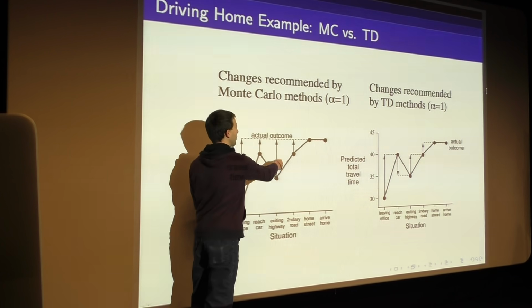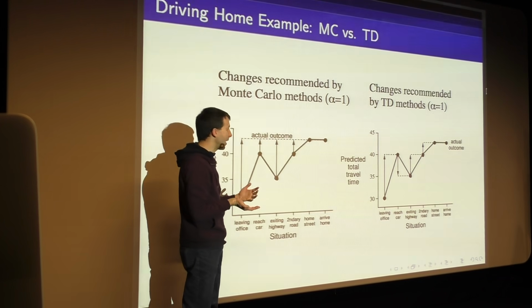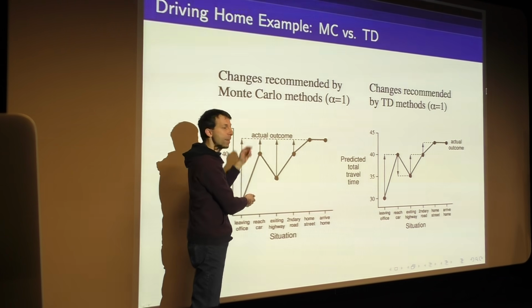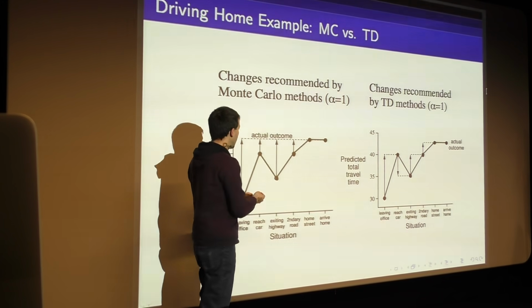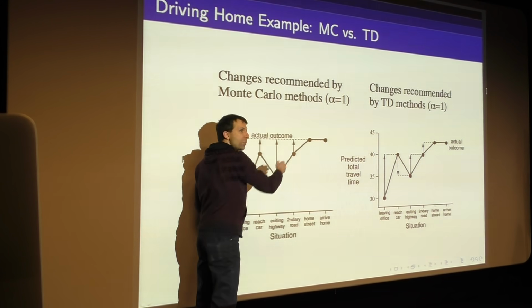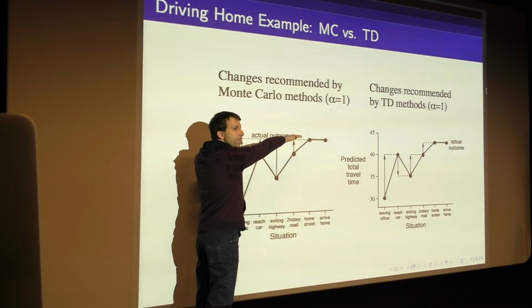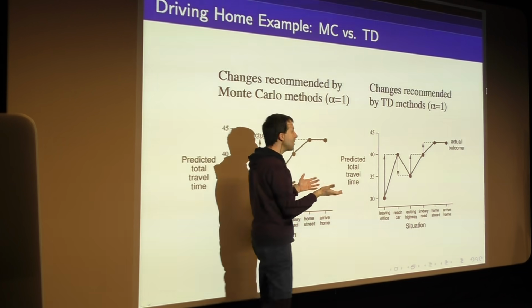At each step along this, using Monte-Carlo learning, you update towards the actual outcome. You have to wait until you finally get there, see that it actually took 43 minutes, and then update each of your value estimates along the way towards that 43 minutes. Okay? Whereas with TD learning, it's quite different.